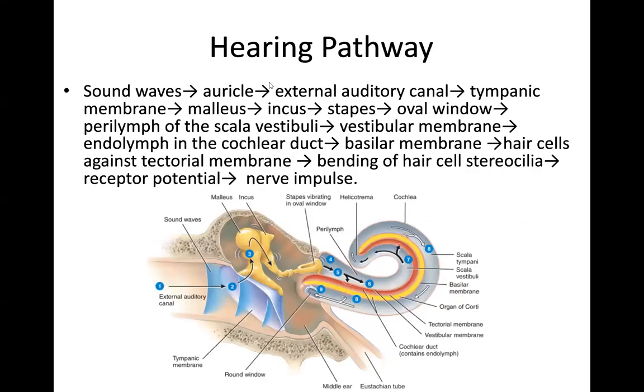So here's just kind of the pathway. This is showing you the middle ear, this structure over here. It's an illustration of the cochlea. Here are our sound waves hitting the eardrum, the tympanic membrane, causing the malleus, the incus, and the stapes to all vibrate. And then the ripple effect occurs on the inside of the cochlea, which bends the hair cells. And the bending of those hair cells triggers a receptor potential and thus triggers nerve impulses.